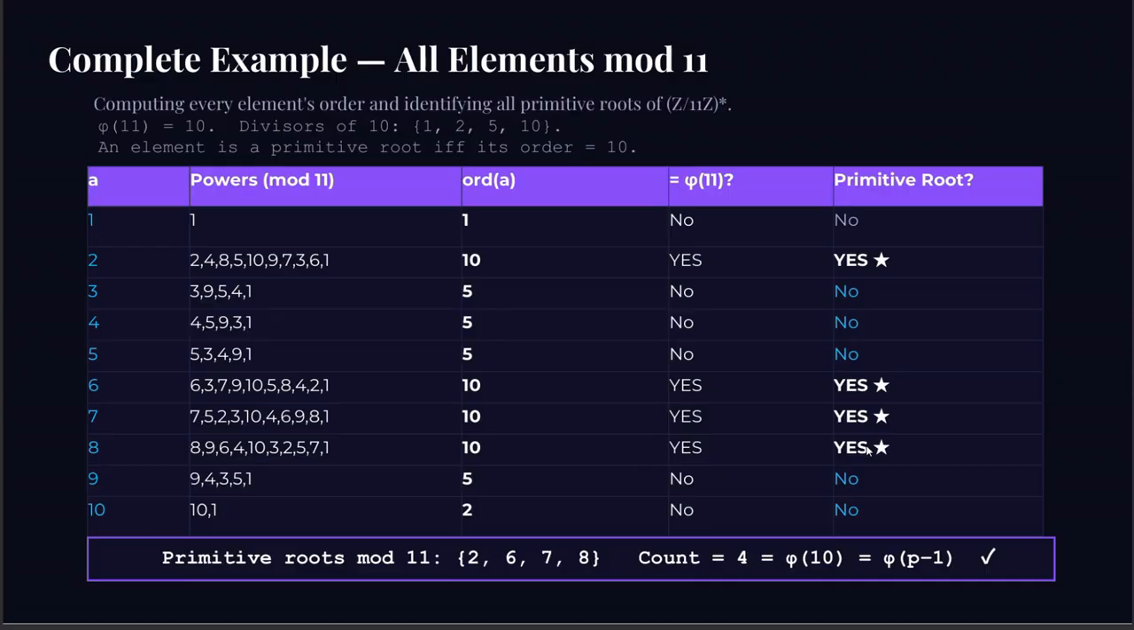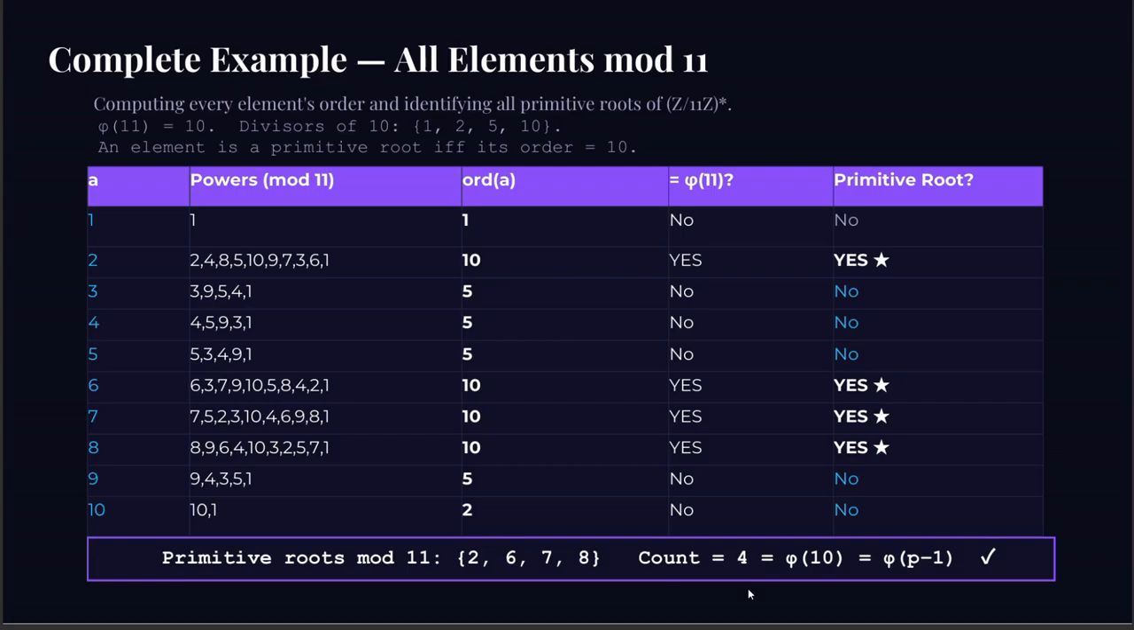But other elements like 1 have order 1, 3 has order 5, 4 has order 5, 5 has order 5, 9 has order 5 and 10 has order 2. So these are not primitive roots. In conclusion, the primitive roots modulo 11 are 2, 6, 7 and 8. So the count is 4, which is phi of 10, which matches the theorem. Every primitive root modulo 11 can generate the other primitive roots through suitable powers.